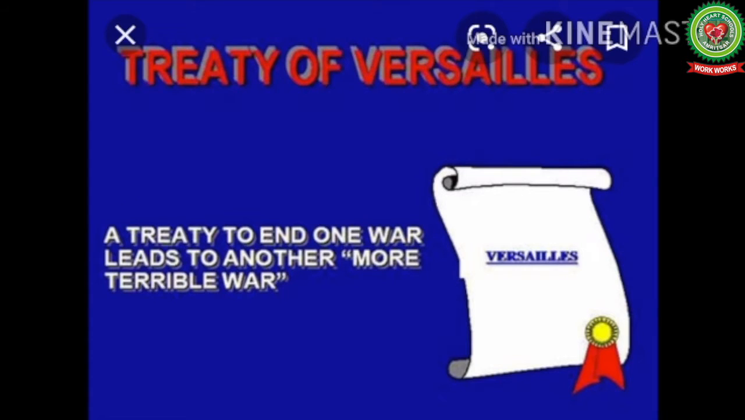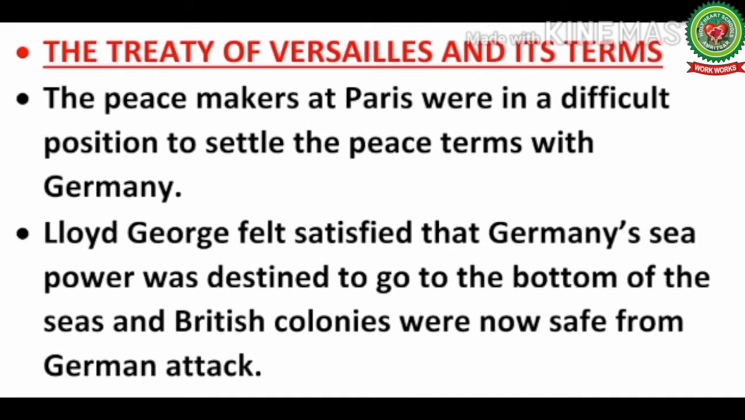Let's discuss the Treaty of Versailles, which became a basis for maintaining peace after the First World War. The Treaty of Versailles and its terms. The peacemakers at Paris were in a difficult position to settle the peace terms with Germany. Lloyd George felt satisfied that Germany's sea power was destined to go to the bottom of the sea, and the British colonies were now safe from the German attack. The three big leaders of the world, Lloyd George from England, Clemenceau from France, and American President Wilson, found it difficult to settle the peace terms with Germany.